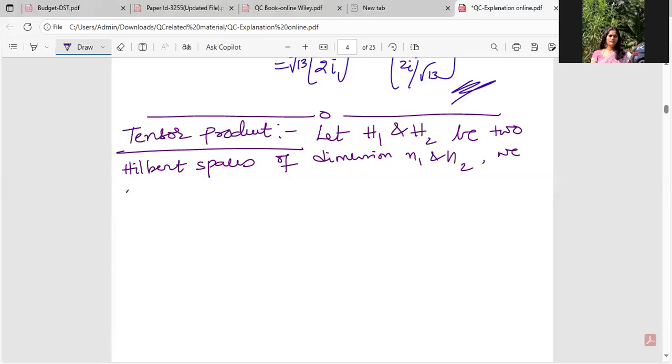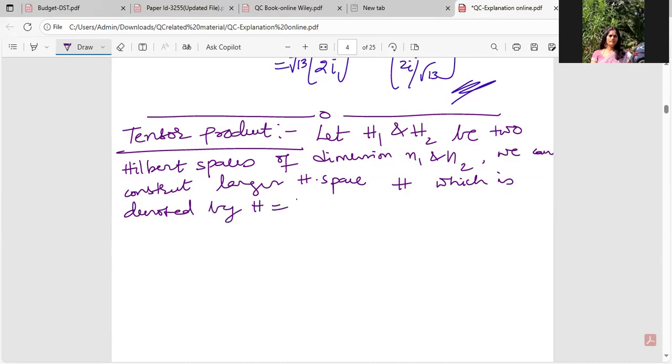We can construct a larger Hilbert space, capital H, which is denoted by capital H is equal to H1 tensor product H2, of dimension n1 into n2. Just see here.